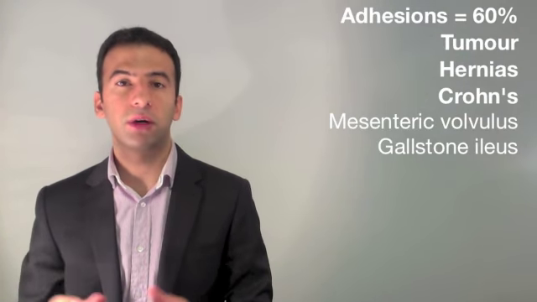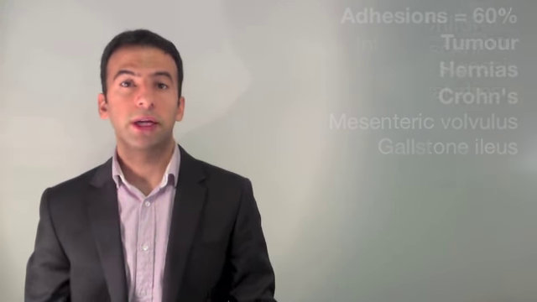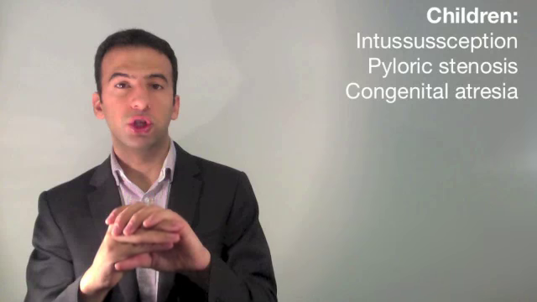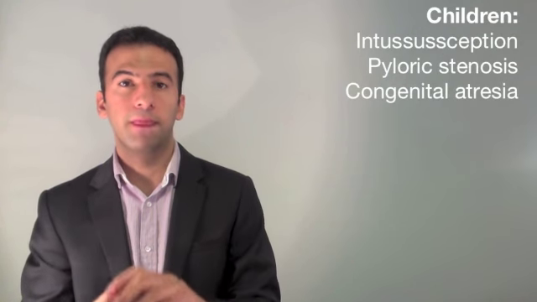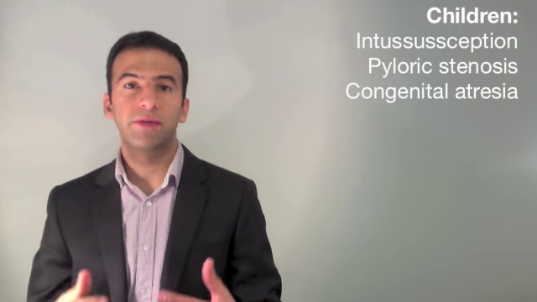In children, there are distinct causes of small bowel obstruction that you need to know about. So that will include your intussusception, where one part of the small bowel invaginates into another, causing obstruction of the lumen, pyloric stenosis, and also congenital atresia. And atresia means failure of development of a lumen.